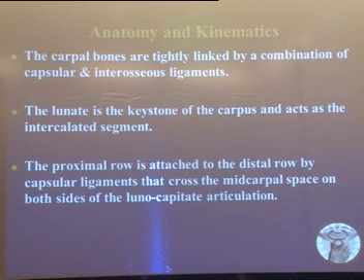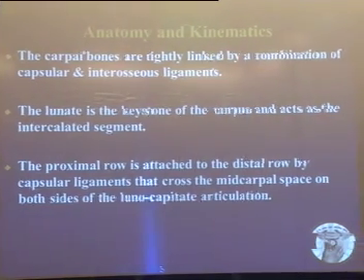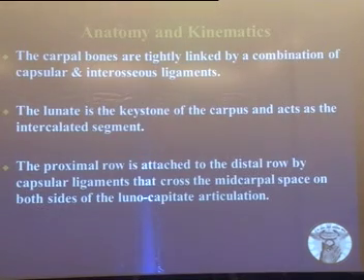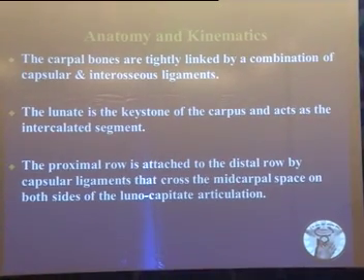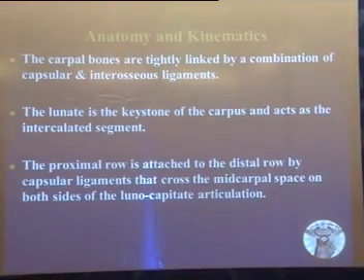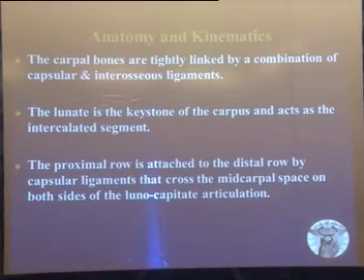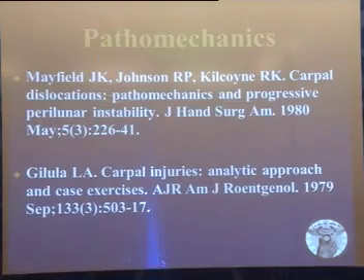to the treating physicians. As all of you know very well, the carpal bones are tightly linked by combinations of the capsular and intrinsic ligaments. The lunate is the keystone of the carpus and acts as the intercalated segment. The proximal row is attached to the distal row by the capsular ligaments that cross the mid-carpal space on both sides of the lunocapitate articulation.